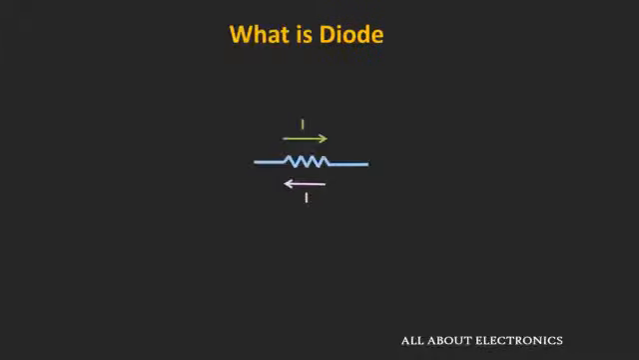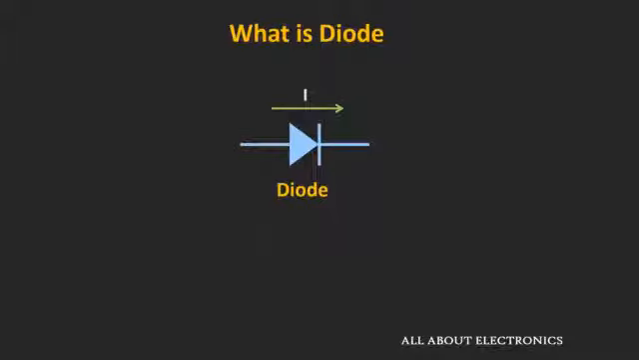So now the question is, what is a diode? Now we all know about the resistor. It is the most widely used type of passive circuit element, and it allows the flow of current in both directions. Similarly, this diode is a two-terminal semiconductor device which allows the flow of current in only one direction. If you see the symbol of the diode, it looks like this. Here this arrow indicates the direction in which this diode allows the flow of current.